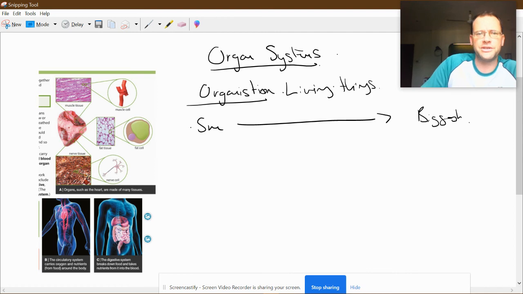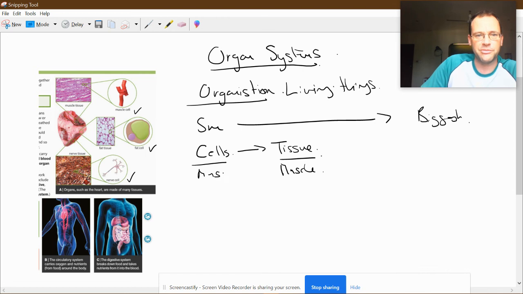So the smallest we start with is all living things are made up of cells. Okay, we have some examples here. Muscle cell, fat cell, nerve cell. Now, if we have the same kind of cells, lots of them together, they make up a tissue. And that tissue serves a specific function, like muscle tissue, made up of muscle cells.